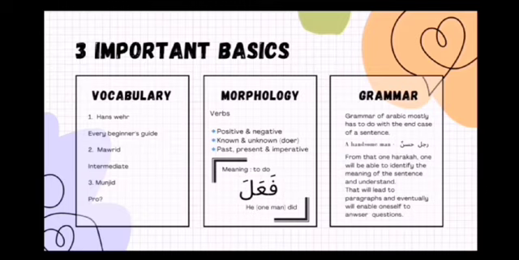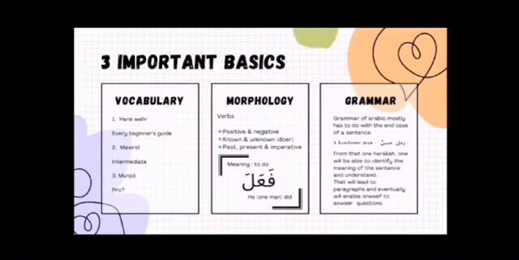Moving on to morphology, this has to do with verbs. There are three distinguishing components, dividing first into positive and negative. Second, into known and unknown, it has to do with the doer of the action. Third, it's dividing into three, considering its tenses: past, present, and imperative.